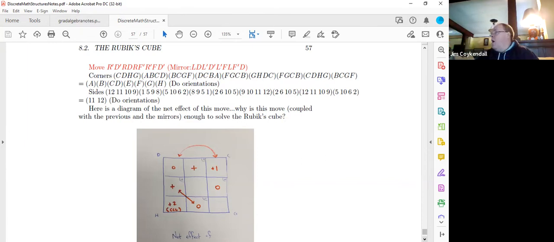Let me ask you this. Take a minute and ask yourself this. Take the move here, look at that diagram. Tell me what happens when I do the move 4 times in a row. The right prime, down prime, right, down. What happens when I do that 4 times in a row?